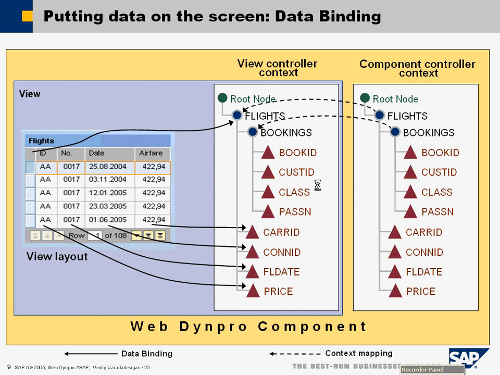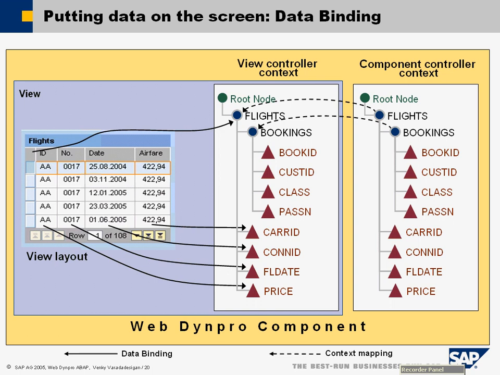It's called data binding and context mapping. It's exactly the representation of the previous screen. On the screen you have a table, right? The table needs to be tied to the context node called slice. So that is called data binding. You bind the view's UI element to the context node or an attribute.